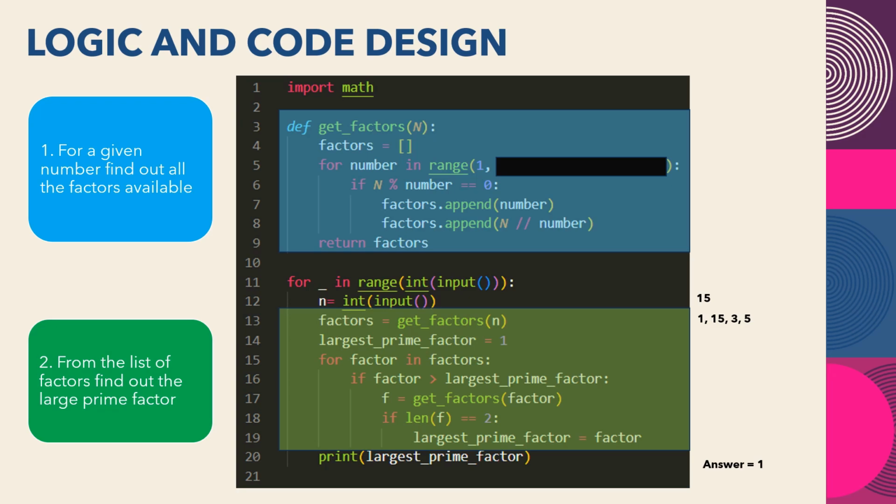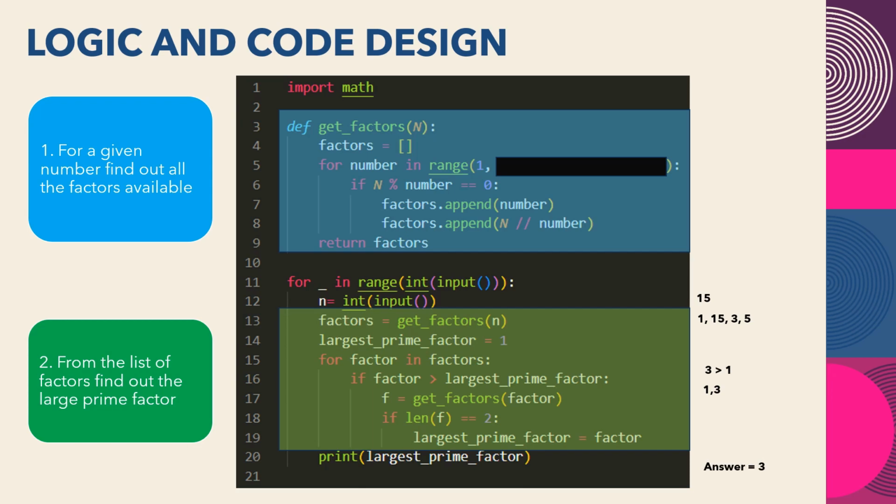So 15 is not a prime number, so it will go to the next number, which is 3. Now it will check whether 3 is greater than 1. Yes, it is true. Then in line 17 it will get the factors for 3, which is 1 and 3, and the length of that list f is equal to 2 in line 18, which is true. Then it will consider that number as the largest prime factor, which is 3. So now we have answer is equal to 3.